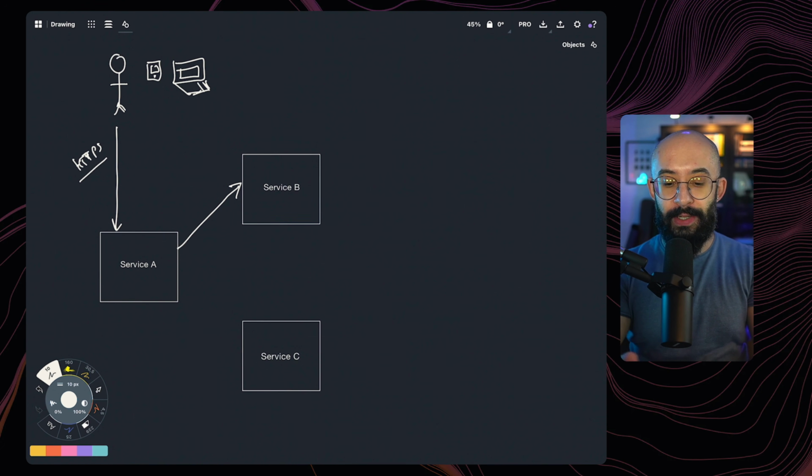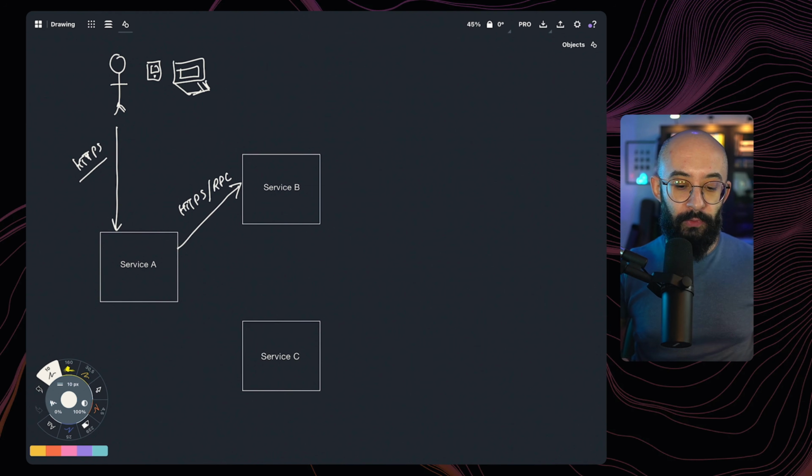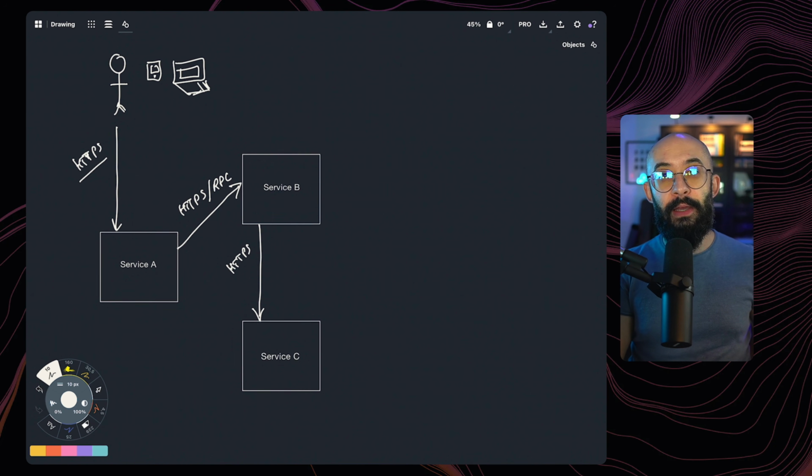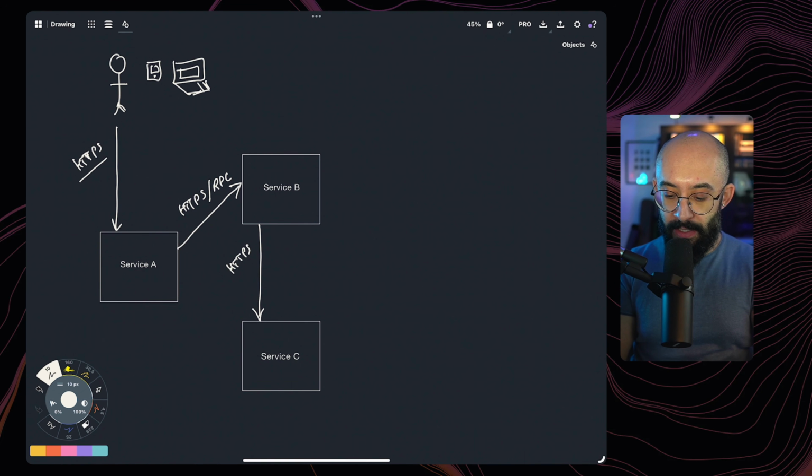Service A is going to make another request to service B. This could either be an HTTPS request. It could be an RPC call. It really doesn't matter. Whatever you have decided to use for service-to-service communication, it's irrelevant. And service B to service C, again, same thing. And finally, service C is going to make either a read from the database or is going to try to write to the database. But let's just assume that we have our primary over here.